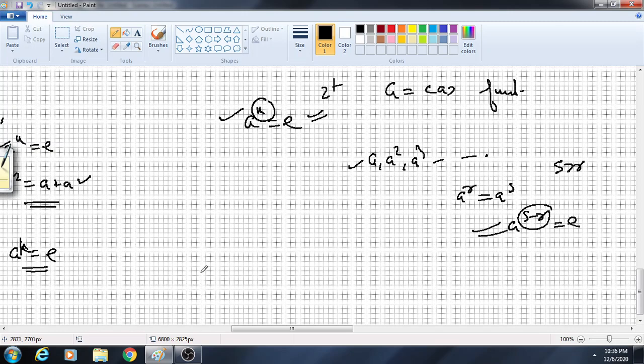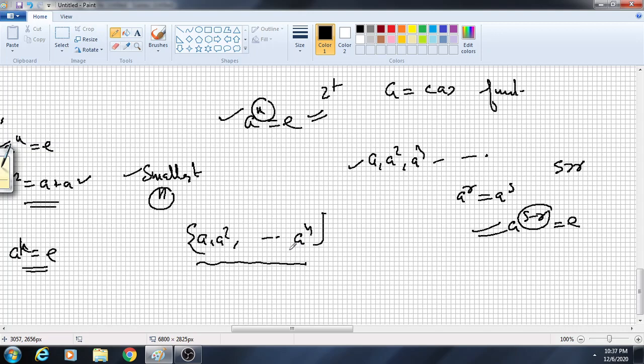Out of those integers I am going to take the smallest such integer n, and we are going to claim that the order of this group is actually equal to n. So how do we claim that? We are going to consider the set a, a square, etc., up to a raised to n. Now we are going to claim that all of these elements are entirely different.